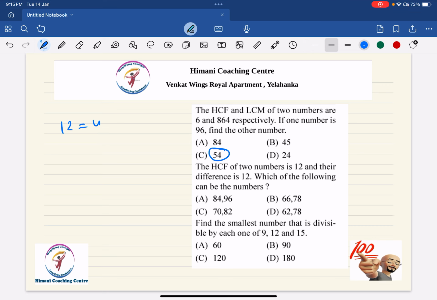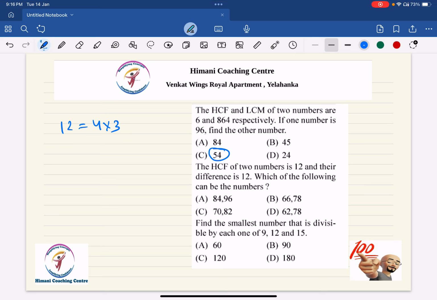12 can be written as 4 into 3. So that means both the numbers should be divisible by 4 as well as 3. What is the divisibility rule by 4? The last two digits should be divisible by 4. So here only two digits are there. And what is the divisibility rule by 3? You add the digits, and that sum should be a multiple of 3.